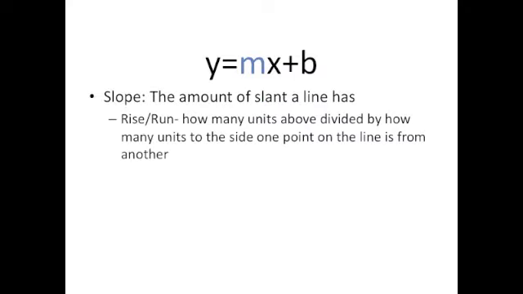Going back to the equation of a linear function, or y equals mx plus b, the variables m and b represent different characteristics of the function and different ways the function can be altered. M is the variable for slope. Slope is the amount of slant a line has. It's calculated by rise over run, or how many units above one point on the line is from another, divided by how many units to the side the points are apart.